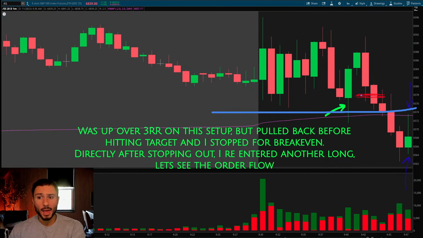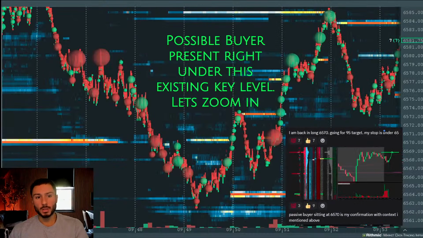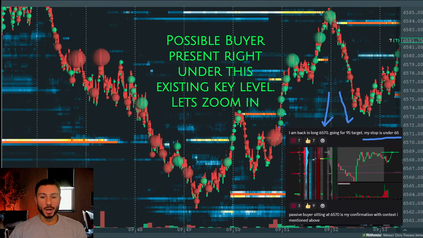So after I got out of that first long for break even, I re-entered again down here at the 65.72s. I got long at the 65.70s. I put my stop loss under 65.65, so 5 points of risk. And now this was a 25-point reward. This was a 5-to-1 risk to reward ratio. And what we're going to see here was there was a passive buyer sitting at 65.70. With the context that I've explained, this made it more significant.